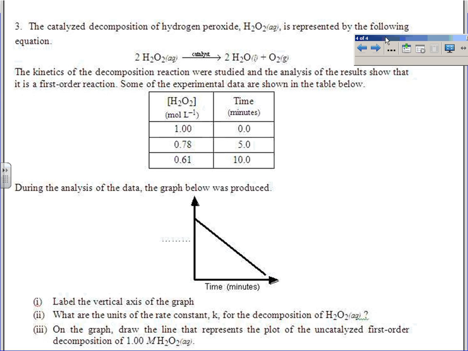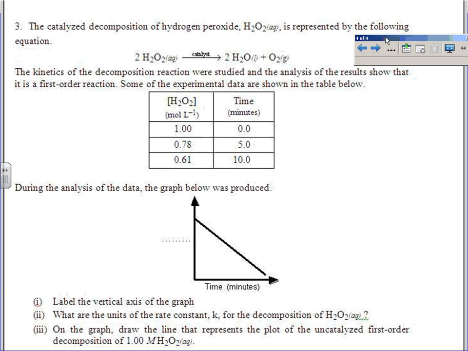Now, the kinetics of the decomposition reaction were studied, and the analysis results showed that the reaction was a first-order reaction. So they're telling us the order in this case, which things should be clicking inside your head what exactly that means. Now, some of the experimental data are shown below. So we've got concentration, time, data. Since we know it's first order, concentration versus time would not be linear. Since it's first order, we know it would be the natural log versus time that's linear. So keep that in mind when we approach the problem.